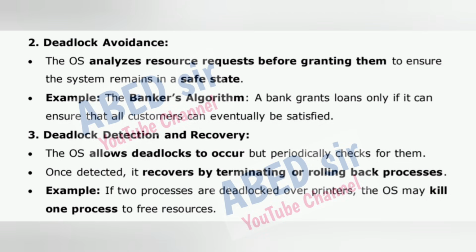Example, the banker's algorithm. A bank grants loans only if it can ensure that all customers can eventually be satisfied. 3. Deadlock detection and recovery. The OS allows deadlocks to occur but periodically checks for them. Once detected, it recovers by terminating or rolling back processes. Example, if two processes are deadlocked over printers, the OS may kill one process to free resources.